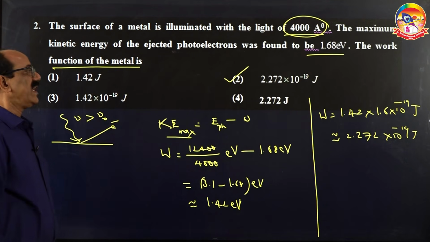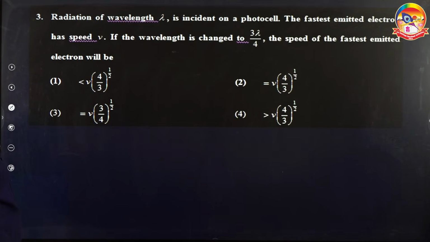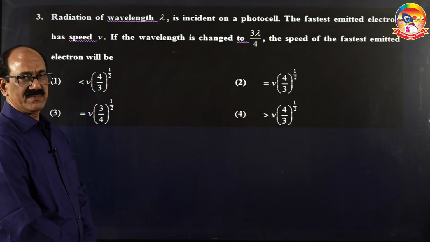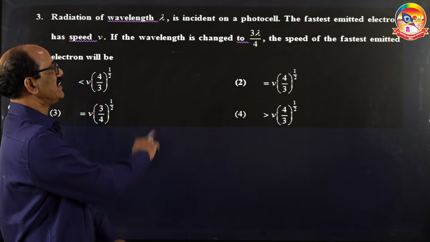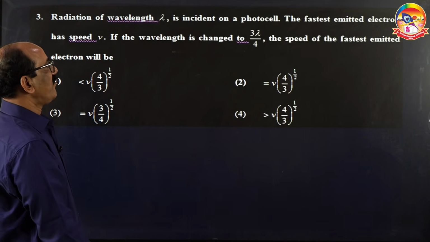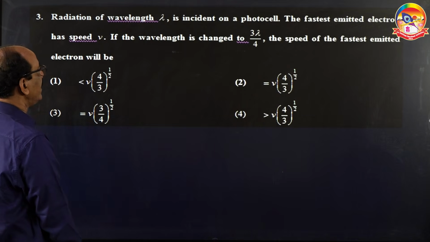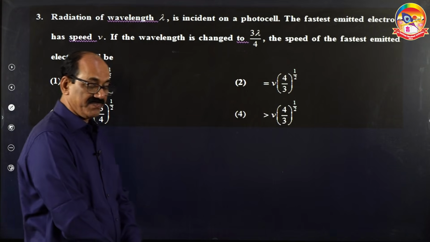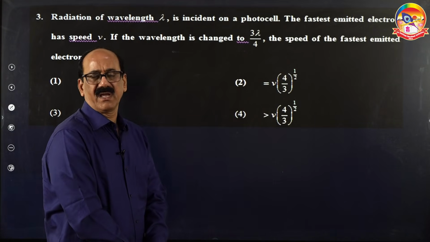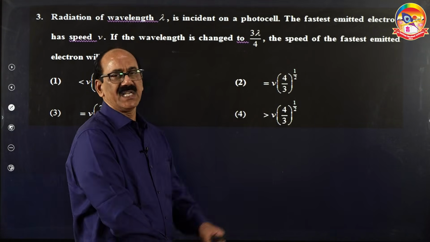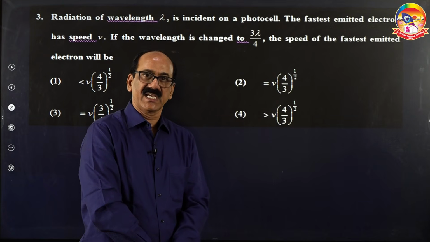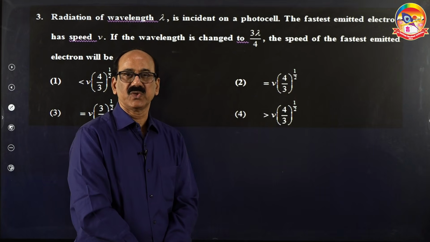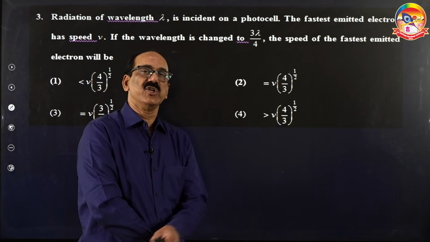Okay. Now let us go for the next problem. The radiation of wavelength lambda is incident on a photometal. Photometal is a surface, it is a photocell. The fastest electron has a speed v and the wavelength changes to 3 lambda by 4. The speed of the fastest emitted electron will be. Already I told you that when radiation is incident on a photometal or a photocell, the kinetic energy of the photoelectrons emitted happens to have a range of values. So the kinetic energy ranges from 0 to KE max.